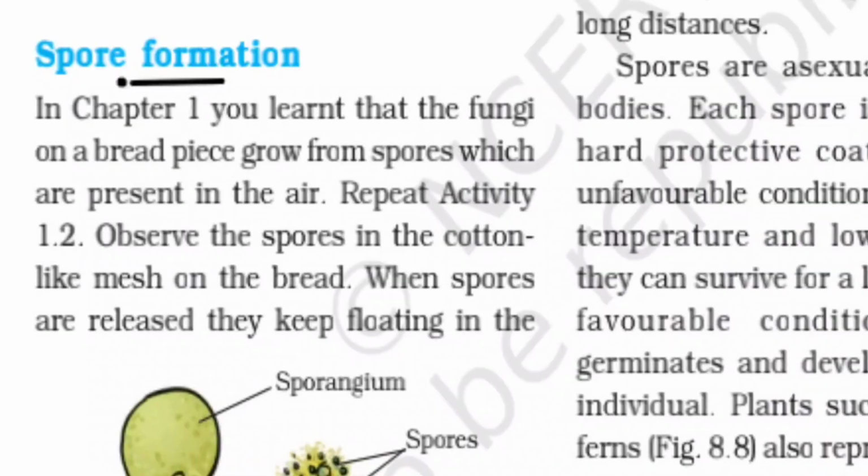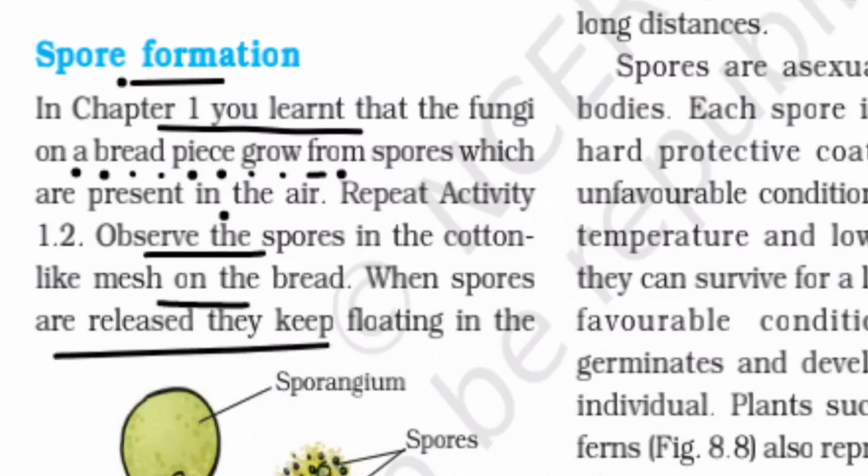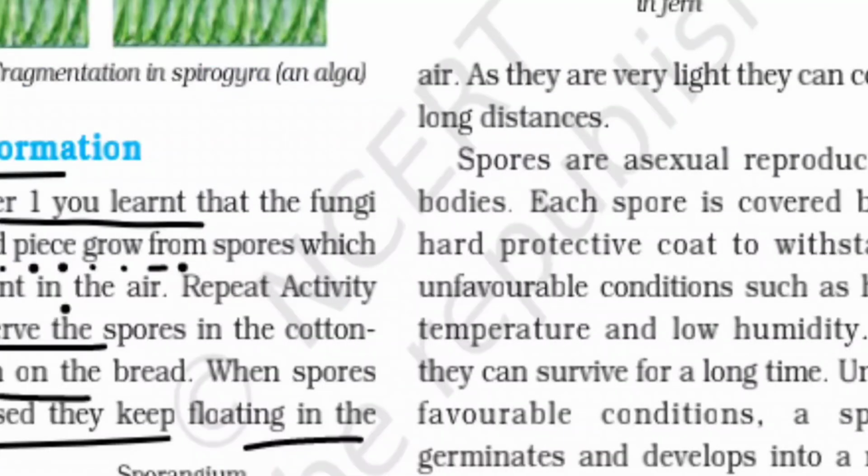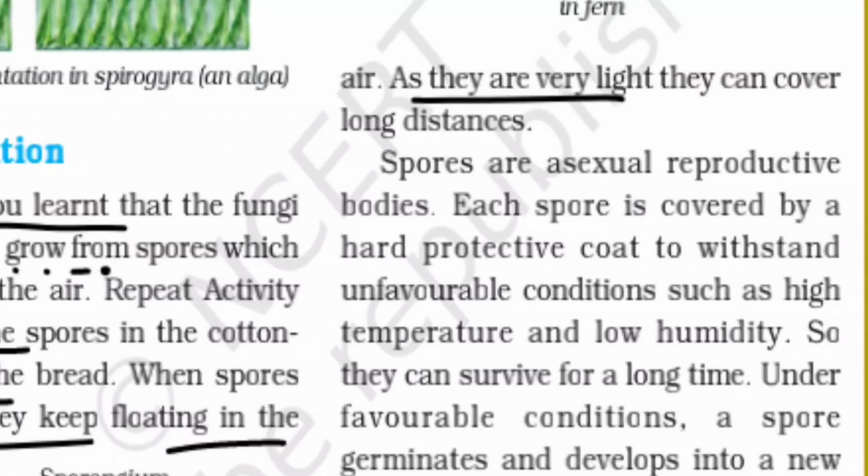Spore formation. In chapter 1, you have learned that the fungi on a bread piece grow from the spores which are present in air. Repeat activity 1.2. Observe these spores in the cotton-like mesh on the bread. When spores are released, they keep floating in the air. As they are very light, they can cover long distances.